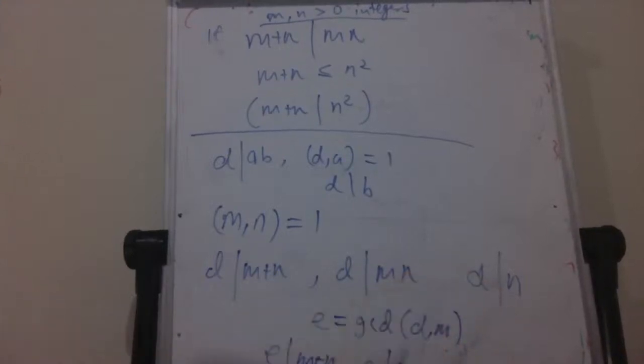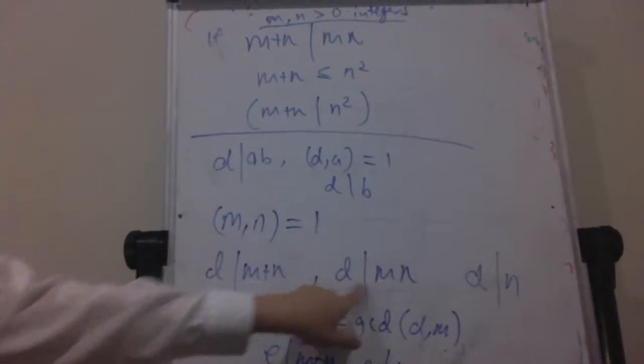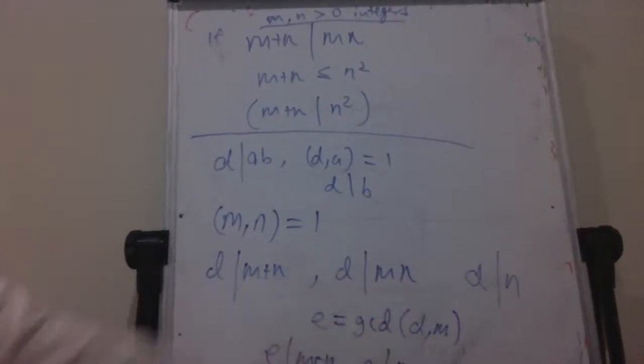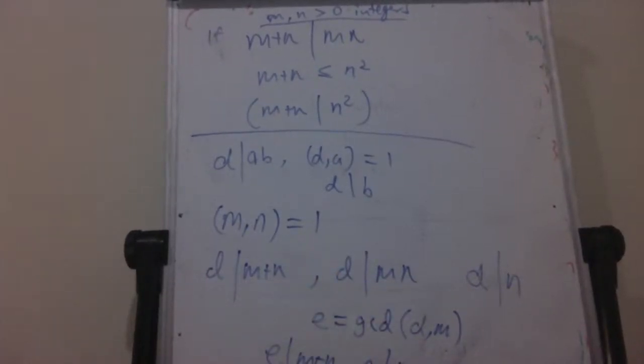So D must actually divide M, and that's a contradiction. It shows the thing is equal to 1, which of course it can't be. If the GCD of this is 1 and that is 1, then they could all be 1, I guess. M and N could all be 1, or D could be 1.